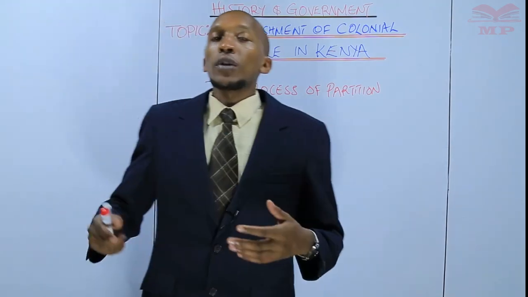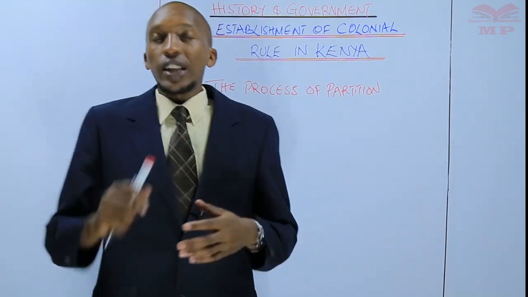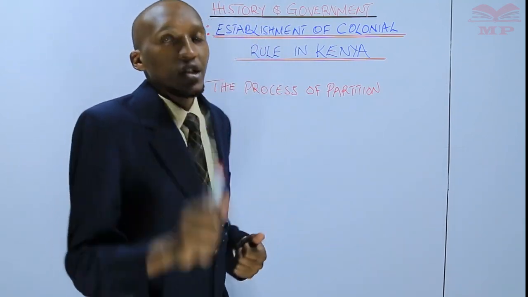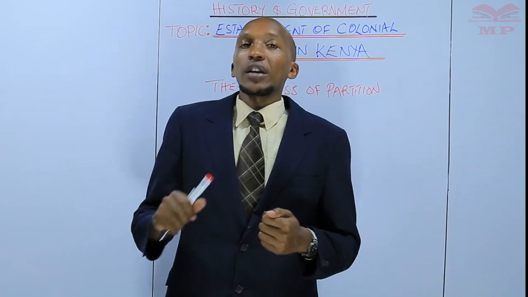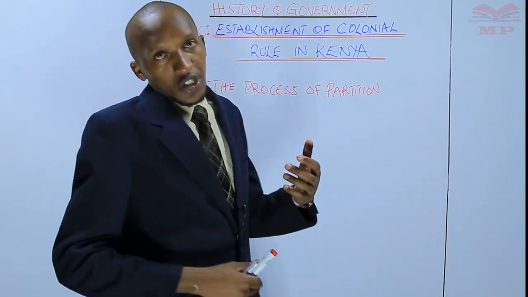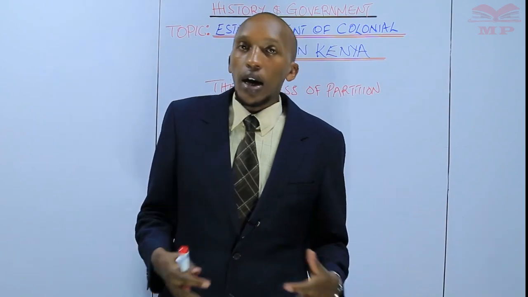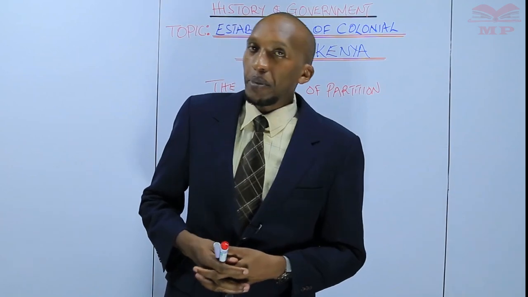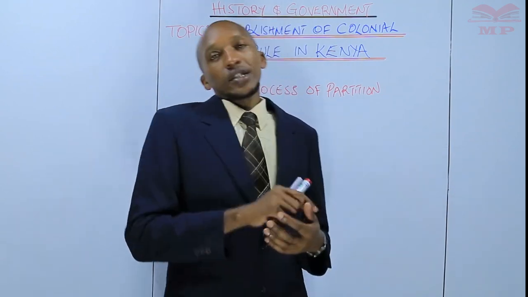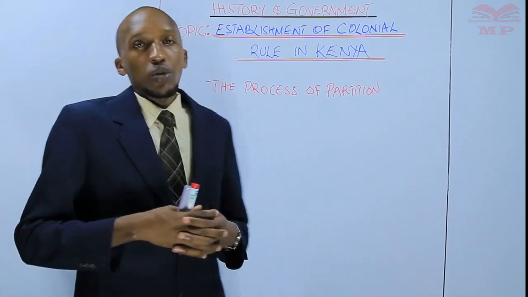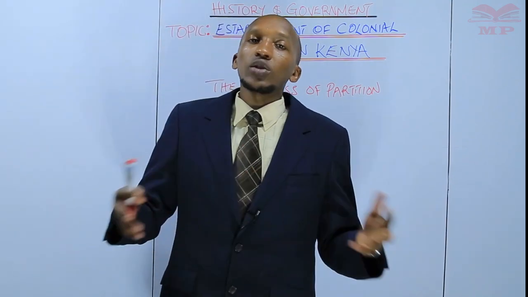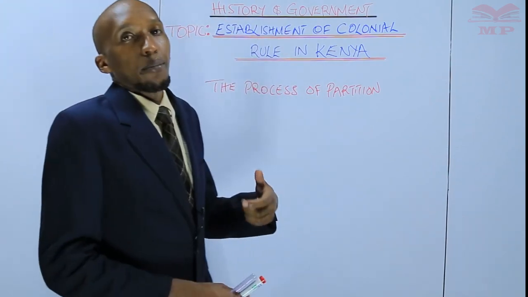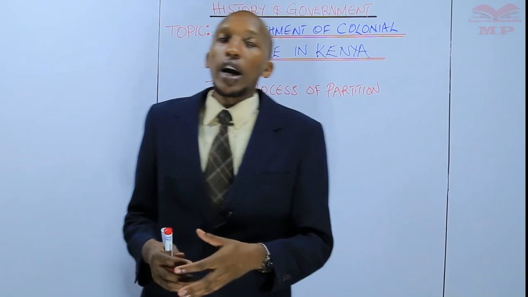The next reason was to abolish slave trade and establish a legitimate trade. Which was the other reason? The other reason was for prestige. Acquiring Kenya as a colony was for the prestige of the people. The other reason was to invest the surplus capital they had gotten. So they needed to get a place where they could invest their wealth, invest their money, so that they could make more profits.